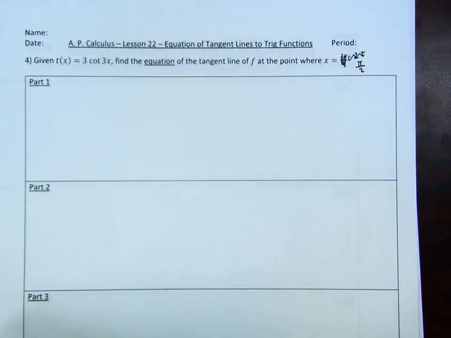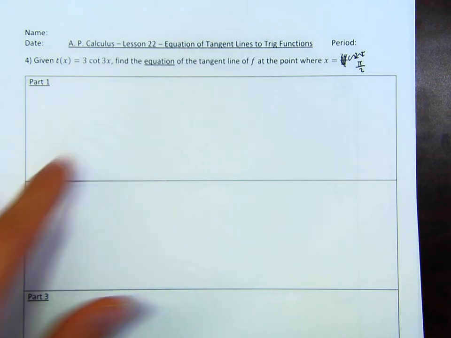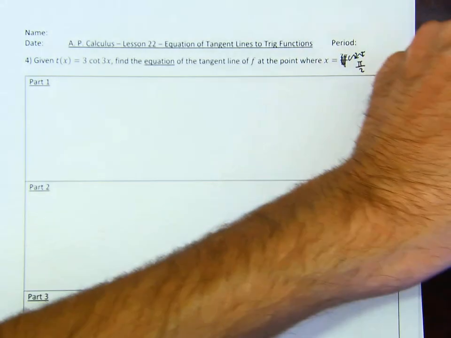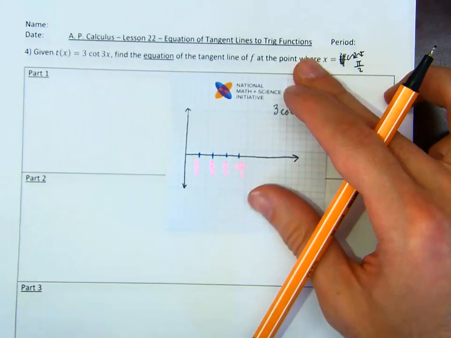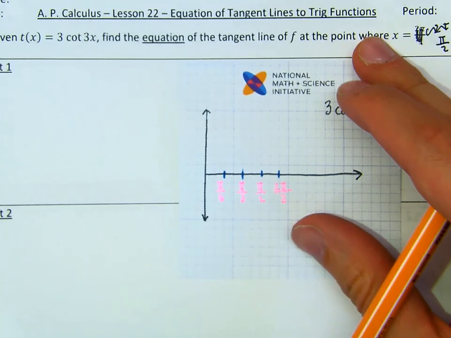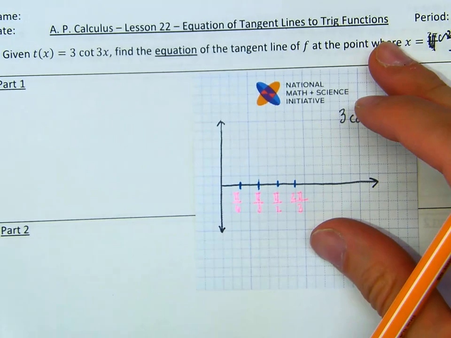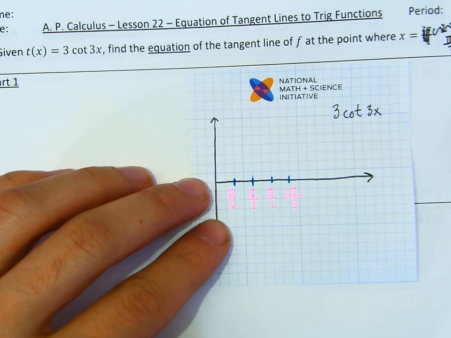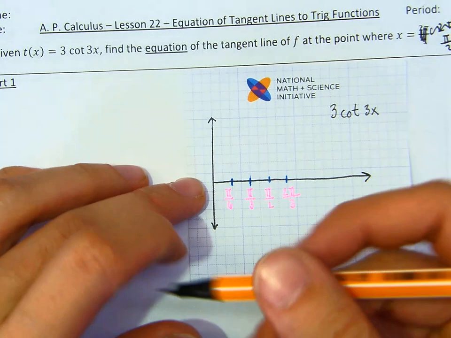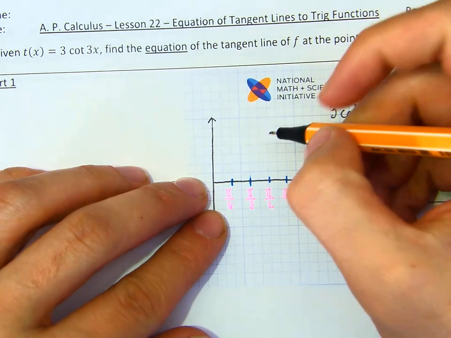So let's take a look. We have this graph, 3 cotangent 3x. Now, what does this graph look like? It's a little interesting what this graph looks like. For now, let's just accept what I'm going to draw, that this is the graph. But the graph of this should look something like, oh boy, I haven't drawn this in a while.